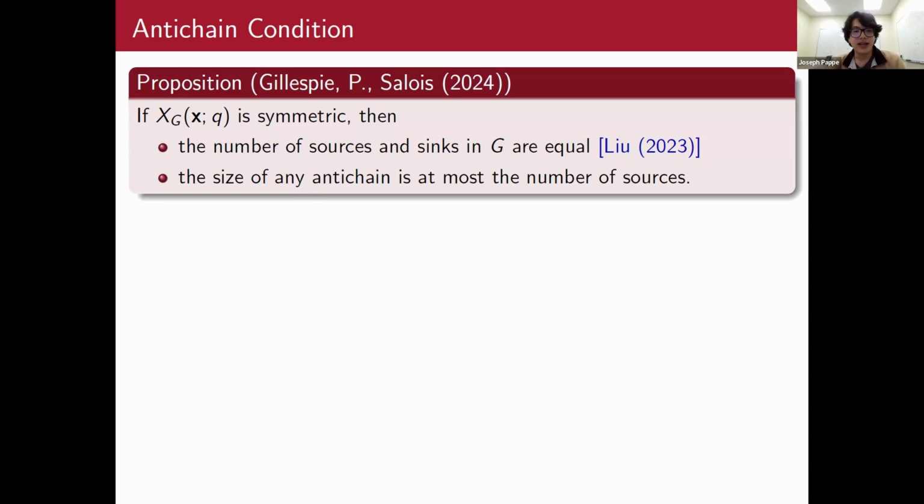And secondly, the size of any anti-chain in your poset has to be at most the number of sources in your graph. So let's look at this example that we showed earlier. For this graph, we have three sinks and three sources, which is good. But here in our graph, we have an anti-chain of size 4. So this means automatically that the chromatic quasi-symmetric function of this graph is not symmetric.